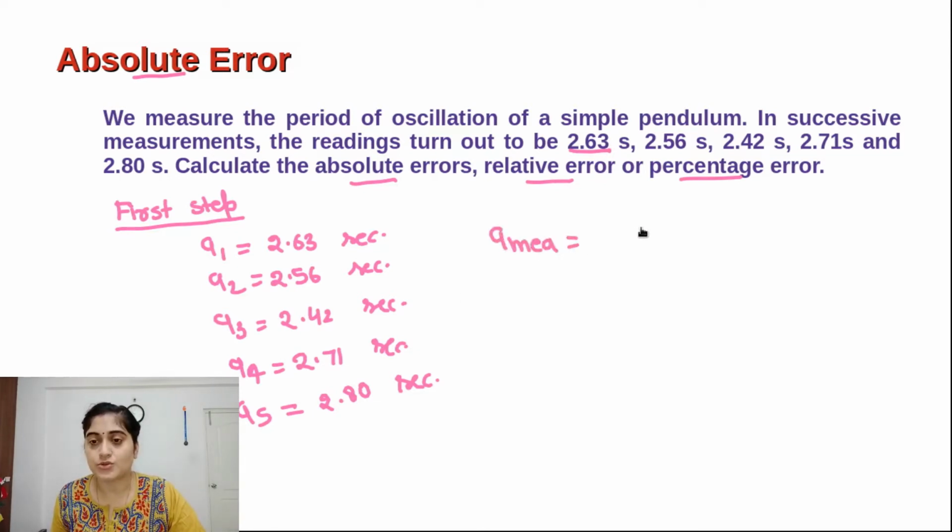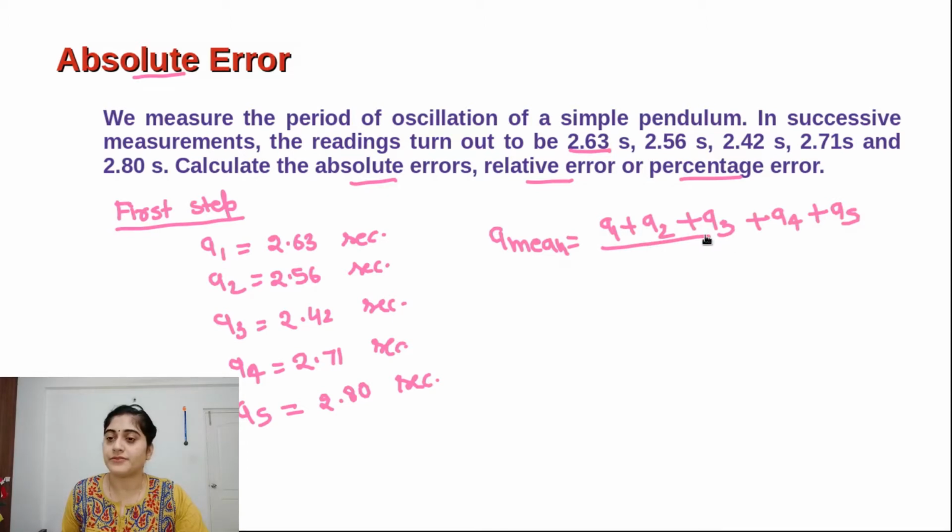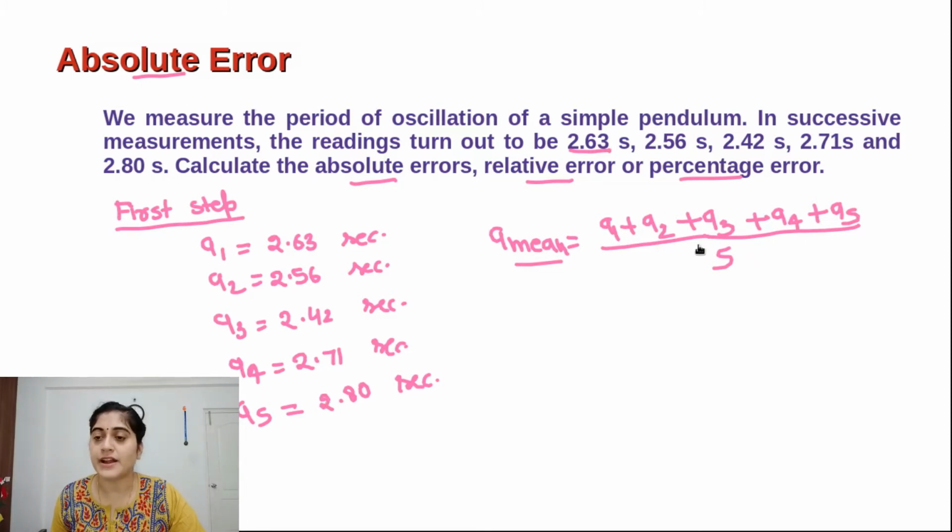A mean equals A1 plus A2 up to A5, divided by 5. So the mean is the addition of all the measured values divided by the number of measured values. So what will be A mean? A mean will be 2.63 plus 2.56.